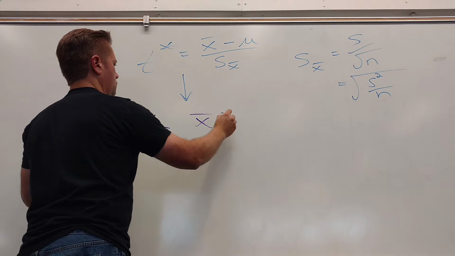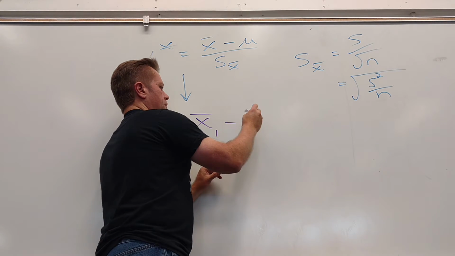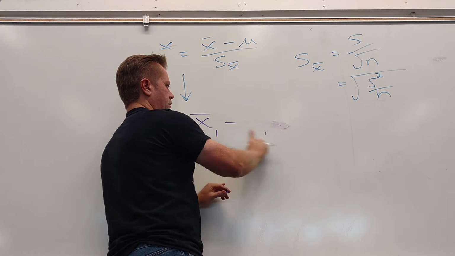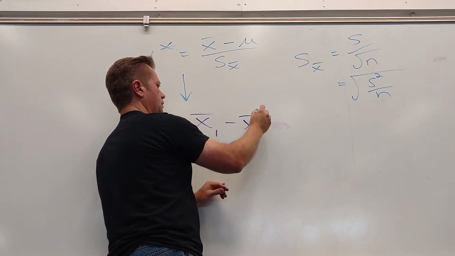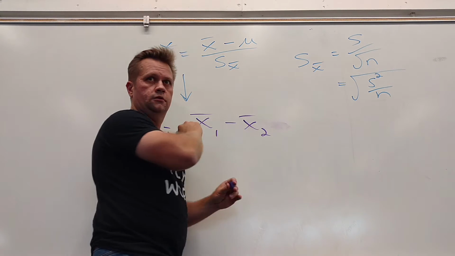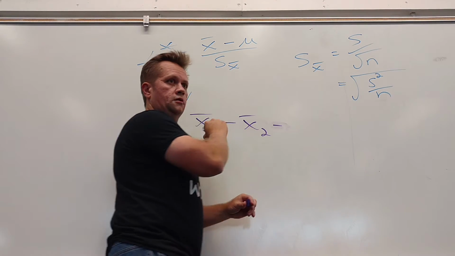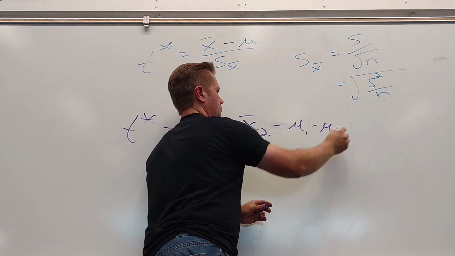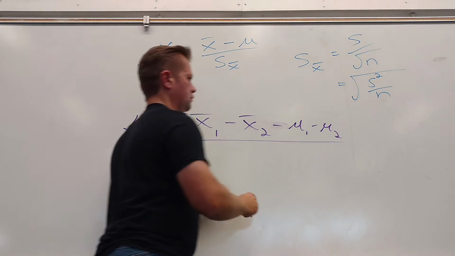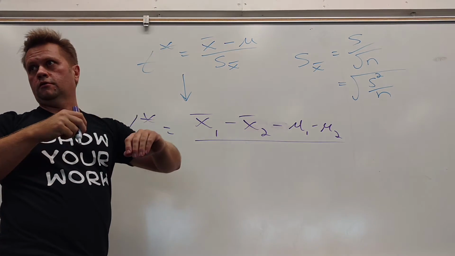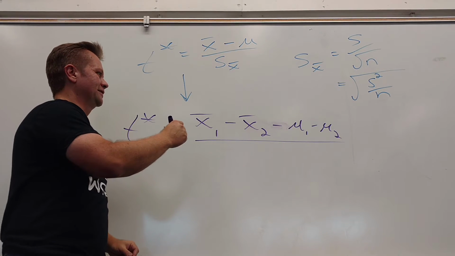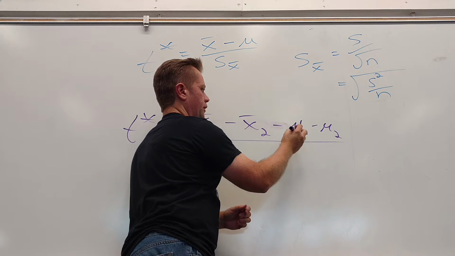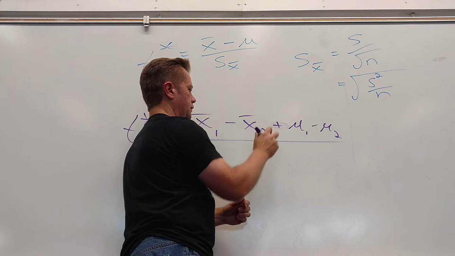I need x bar 1 minus its mean, not plus. Let me write it more close to what it's going to be. X bar 1 minus x bar 2, all right, you guys with me? Minus mu 1 minus mu 2. Sorry, put a little plus there.